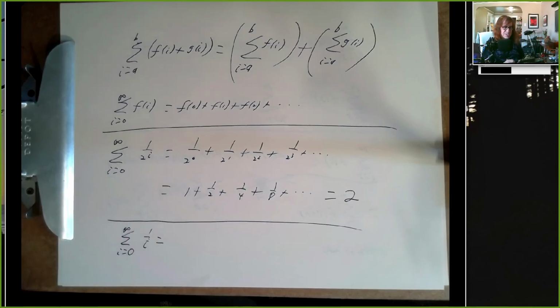Whereas this sum does not. If you just add up reciprocals of consecutive integers, that blows up. It gets larger and larger and larger, so we would say this equals infinity, not because that's what your calculator will tell you, but because it gets larger than any integer we can think of.